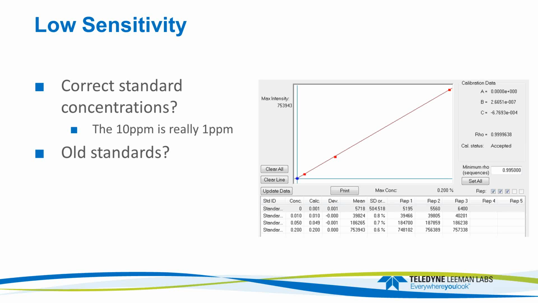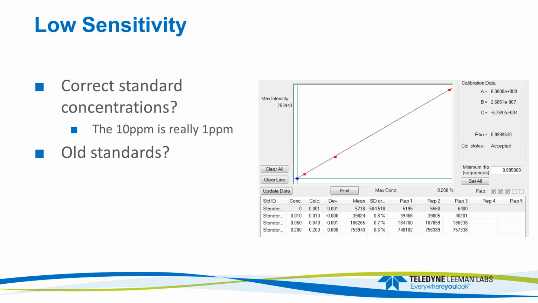Or the standard's really old. New standards. I keep a 10 ppm standard around the instrument. It's a multi-element that we get from a vendor. It's got 20 some odd elements in it, and I don't use that for calibration, but when my sensitivity's low, I just go ahead and run that into a method and see where I'm at.